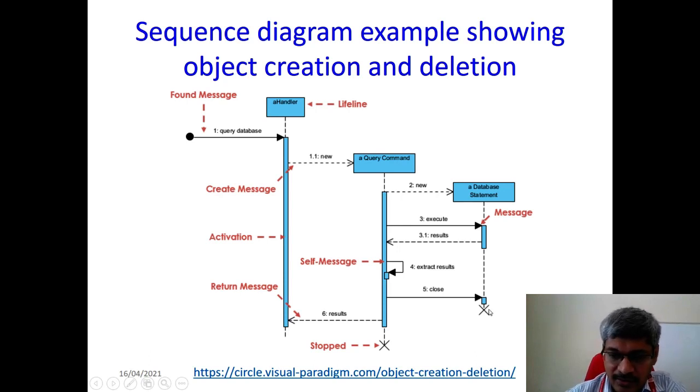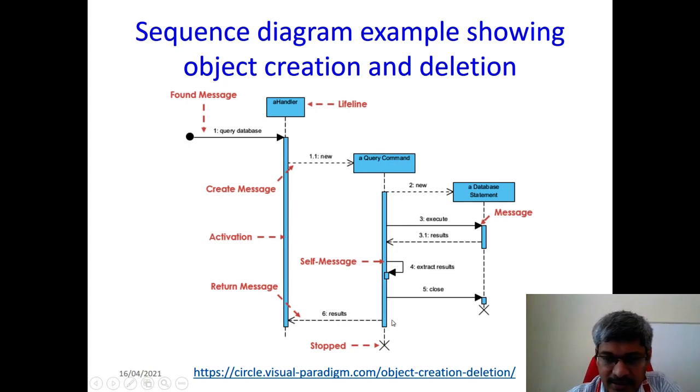Of course, if you go in terms of the languages, say for example Java, the object is not immediately deleted. It is up to the garbage collection to eventually do that. But the object's life cycle has finished and it is ready for garbage collection. So the object is deleted here. Okay, with this close message, once it receives it, the database statement object closes itself. So now you already have the results, and you close the database statement.